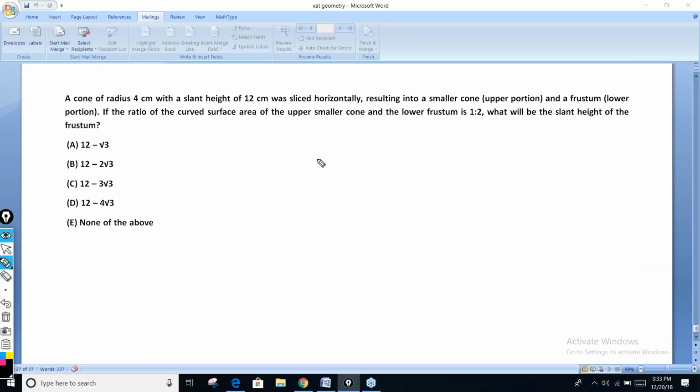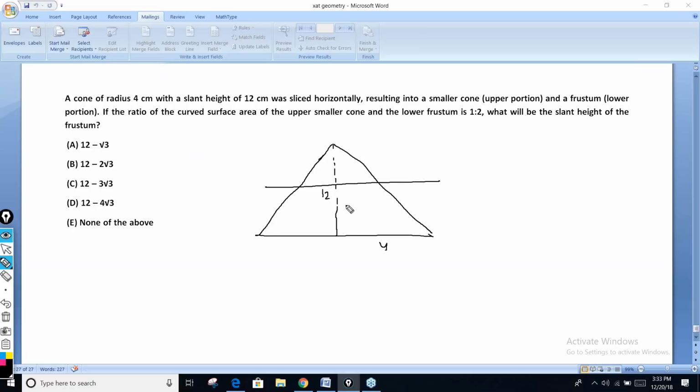The last question says a cone of radius 4 centimeter and height 12 centimeter. That is, the cone of radius 4 and height 12 was sliced horizontally, resulting in a smaller cone, the upper portion, and a frustum. That becomes a frustum. There is a small cone and a frustum.